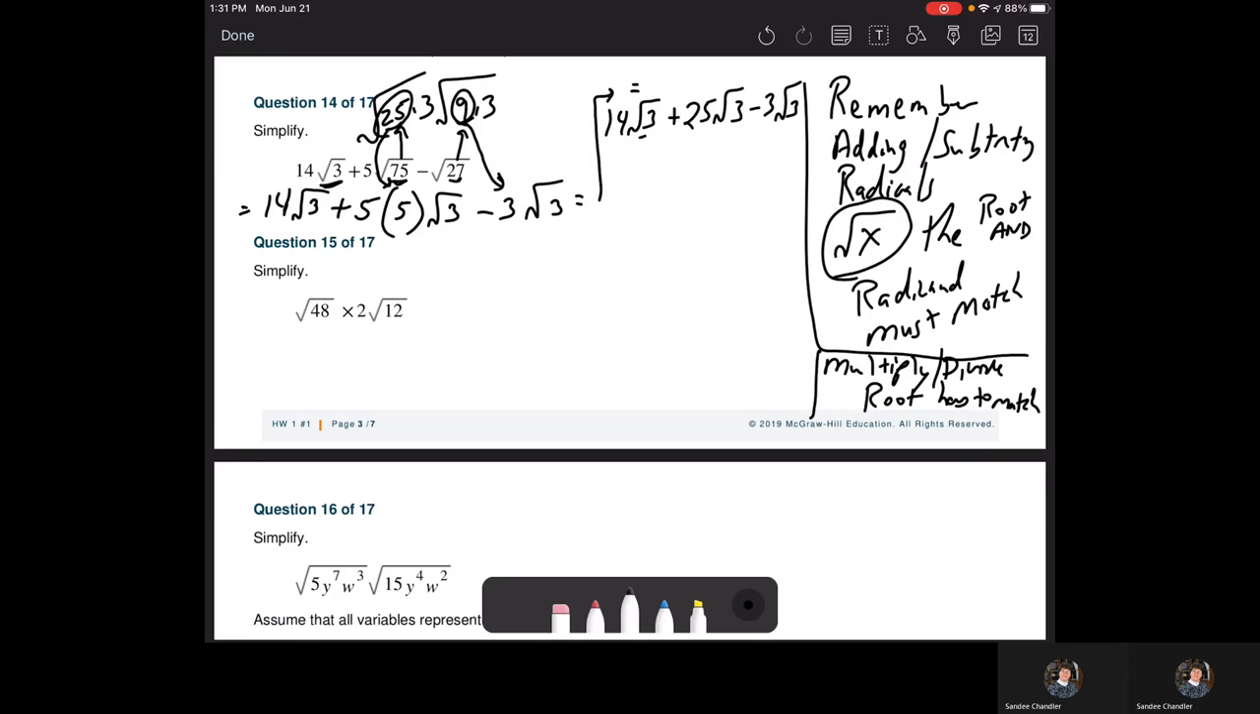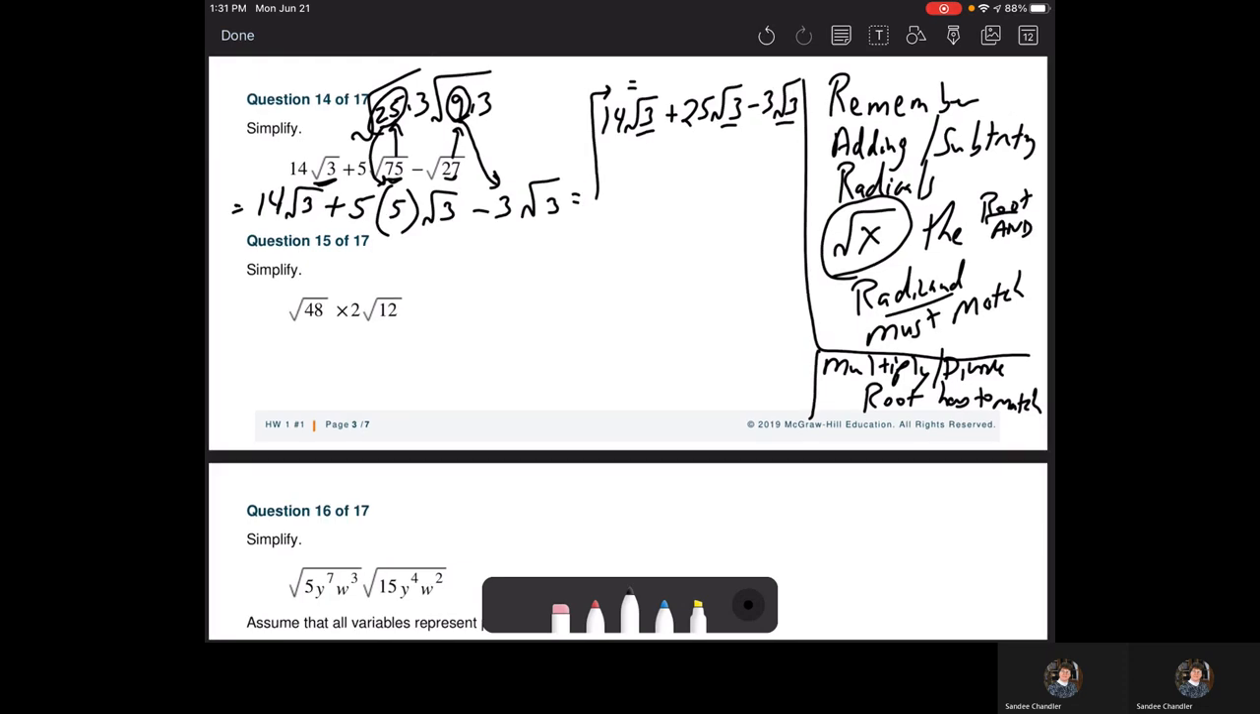Now, you got your matching radicands, index and radicand. Index is also the word for root. So all we have to do here is just add 14 and 25, make 39, subtract 3, you got 36 square roots of 3.